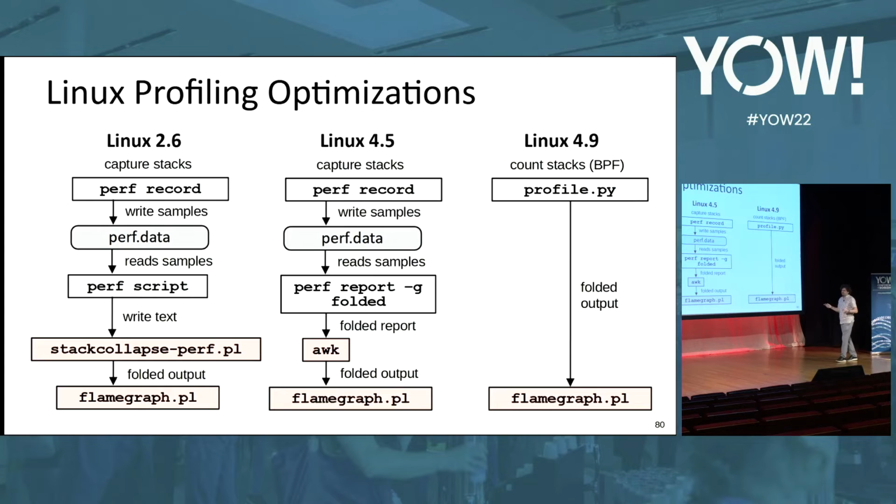Just to visually explain why I care about eBPF, here's how we were doing it. Lots of steps involved writing samples to the file system in perf.data, and then rereading that data and processing it, and then sticking it out. With eBPF, we just summarize it in kernel space and then stick out the small summary to flamegraph.pl to visualize. Much more efficient.